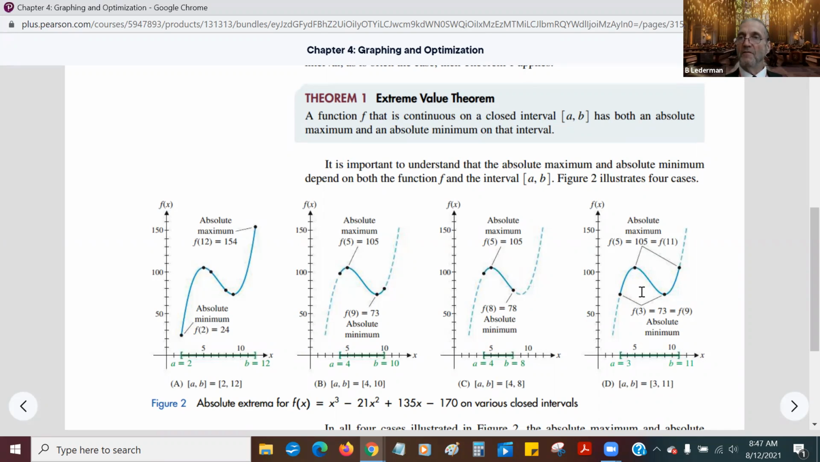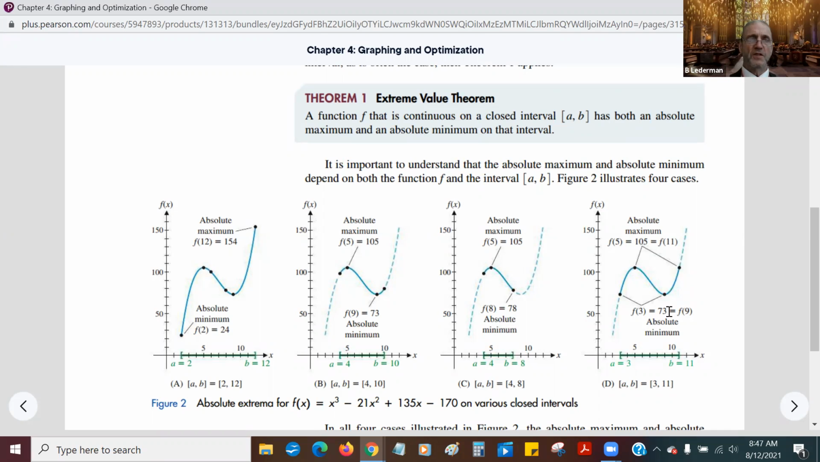Here, it looks like we have a tie, because this point and that point seem to be tied for absolute max, since they both equal 105. And here, these points are also tied because they both equal 73.